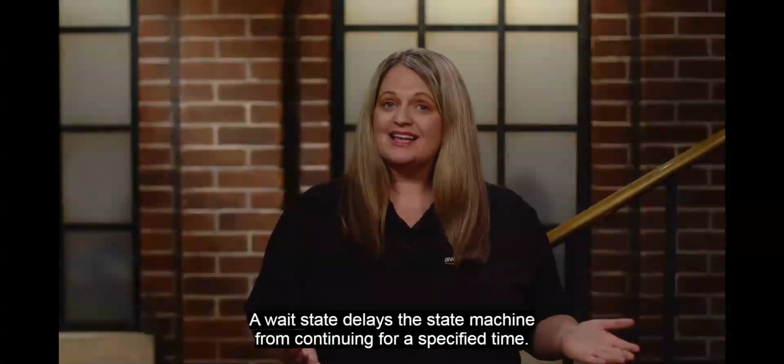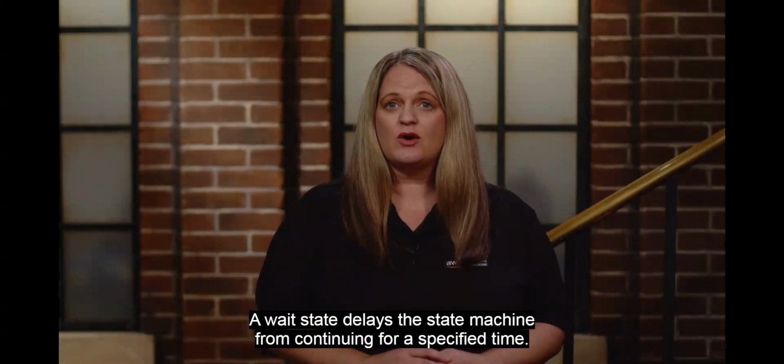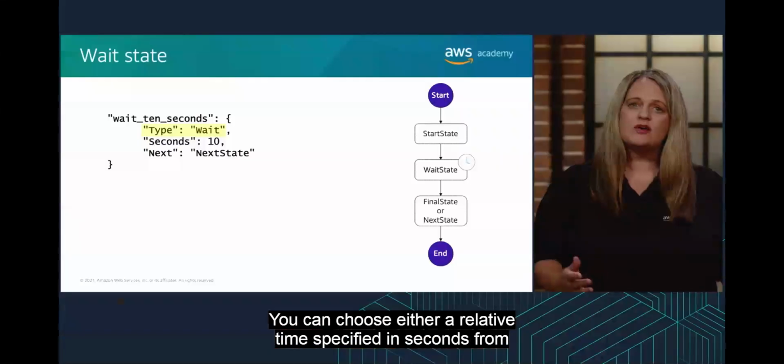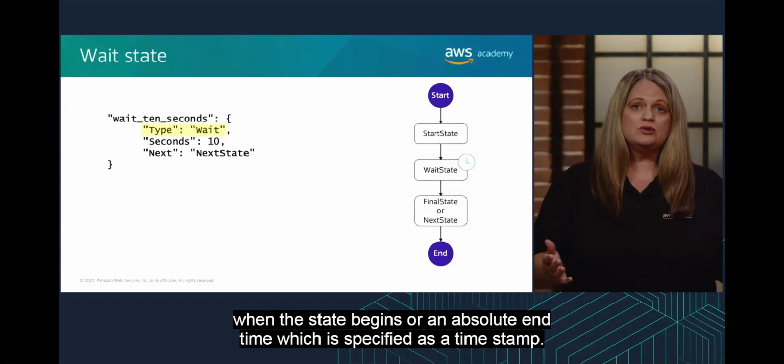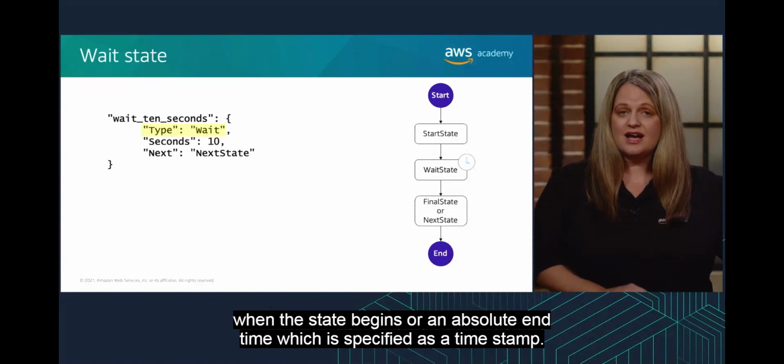A wait state delays the state machine from continuing for a specified time. You can choose either a relative time specified in seconds from when the state begins, or an absolute end time, which is specified as a timestamp.